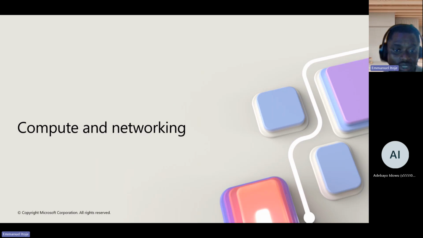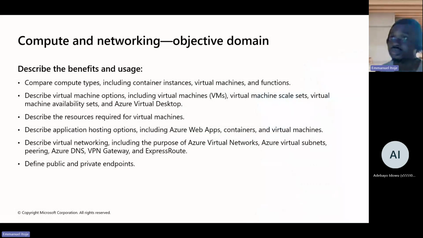All right, so today we'll be jumping into compute and networking. For Azure generally, compute, networking, and storage are the three most important components of Azure. Once you understand compute, networking, and also storage, those are the fundamentals of Azure because those are what you need for your infrastructure. So for today, we'll talk about compute and networking, the objective domain.